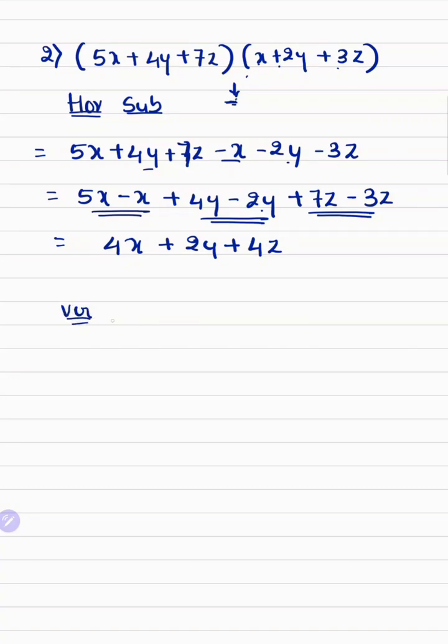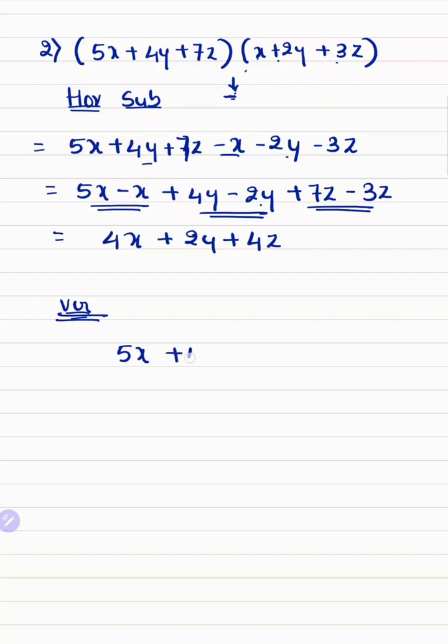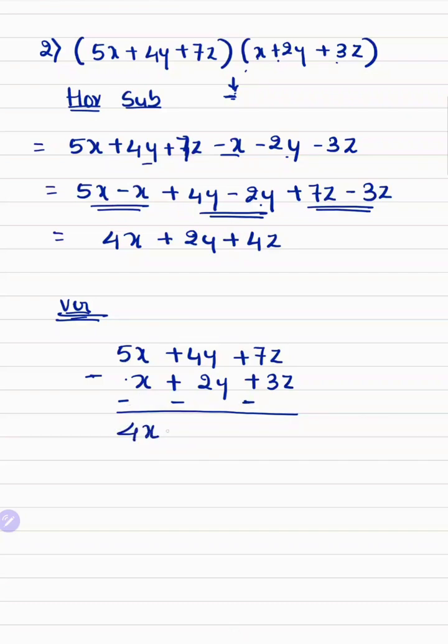Then the vertical form of subtraction is this. Write 5x plus 4y plus 7z, and below it x plus 2y plus 3z. It is subtraction, so the signs change. 5x minus x is 4x, plus 2y, and plus 4z. So this is the answer to the second question: 4x plus 2y plus 4z. It is the same answer by both methods. Whichever method is easy for you, solve with that method.